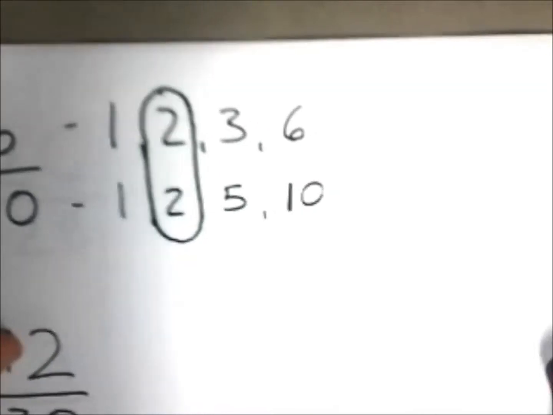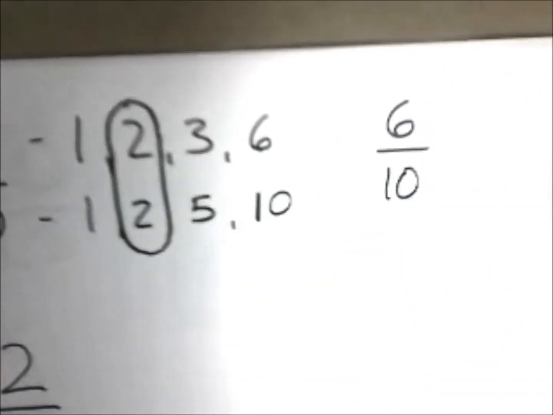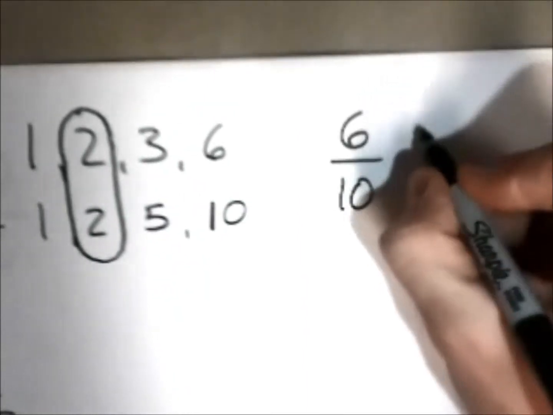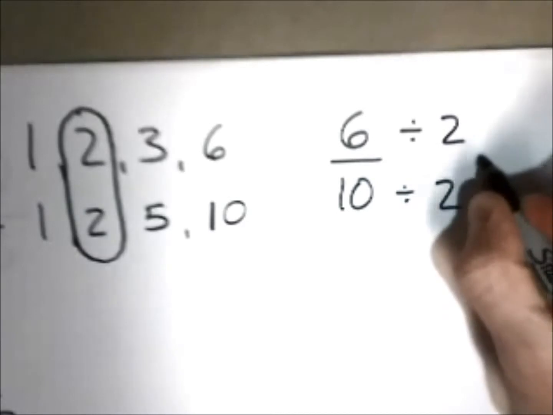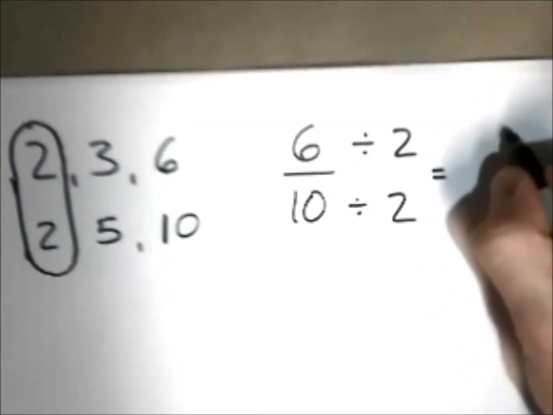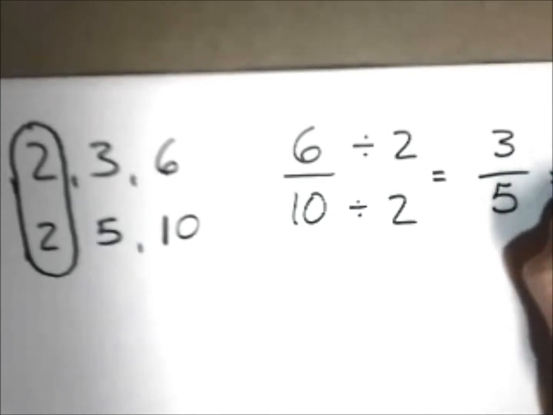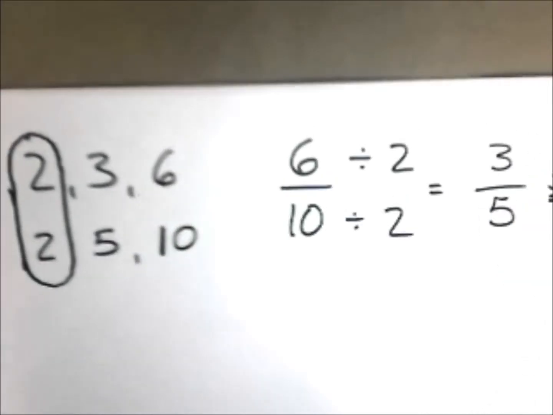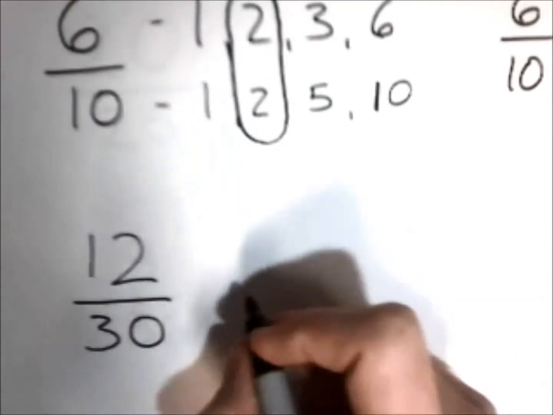So then we are going to take 6/10, 6 as the numerator, 10 as the denominator. Our divisor is going to be 2. Our GCF is the divisor. We're going to divide it up, and 6/10 in simplest form is going to be 3/5.